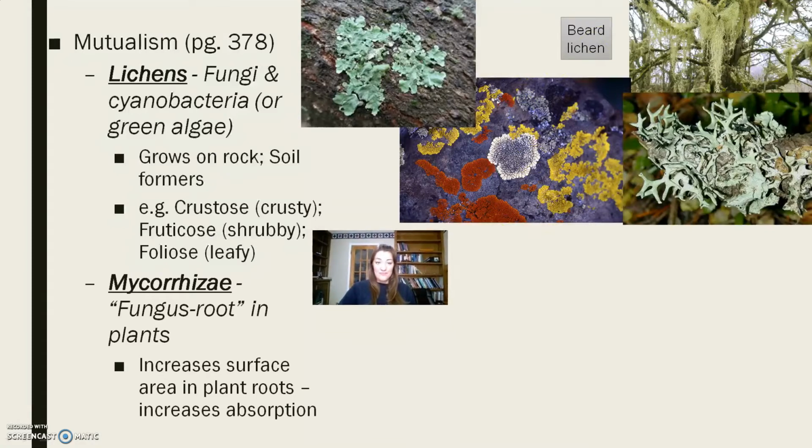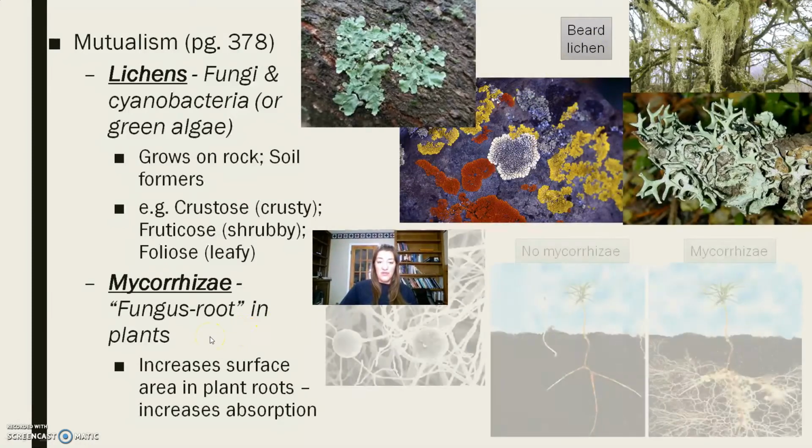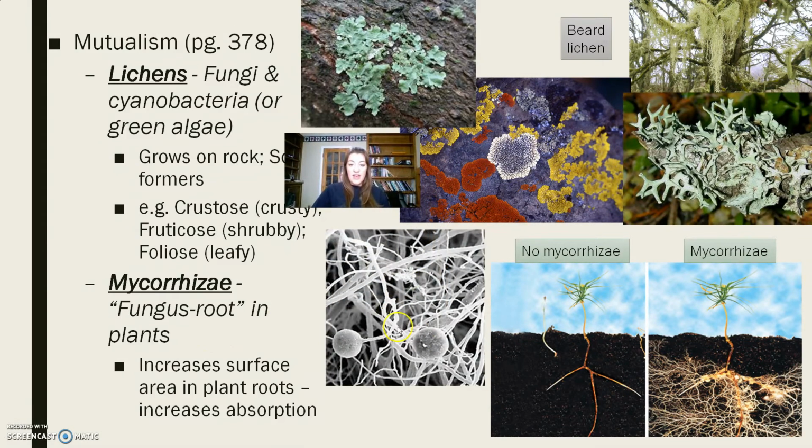Now mycorrhizae. This is called fungus root in plants. Here's a very zoomed in, scanning electron microscope image here. Now, mycorrhizae are very, very important. What they do is they increase the surface area in plant roots, and that allows the plants to increase their absorption rate. Some plants won't even germinate if there's not some type of mycorrhizae with them. And so it's very, very critical for them to have this. Without it, plants wouldn't be able to absorb all the necessary nutrition that they need. So mycorrhizae and lichens are very important mutualistic relationships in our functioning world.